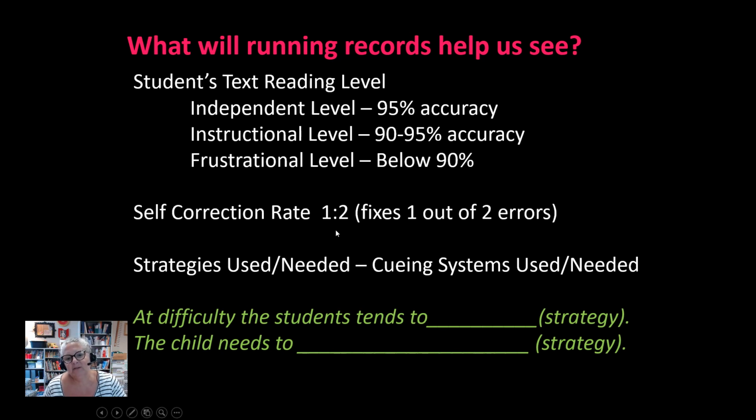Again, we'll be able to figure out if kids can fix up the errors when they make them. This is in a rate, so it's self-correction rate. 1 to 2 means they can fix up 1 out of every 2 errors they make. That's really good. We'd like to see that. But that could be 1 to 3, it could be 1 to 5, it could be 1 to 20. That's not good, right? We're also going to be able to see the strategies kids are using.